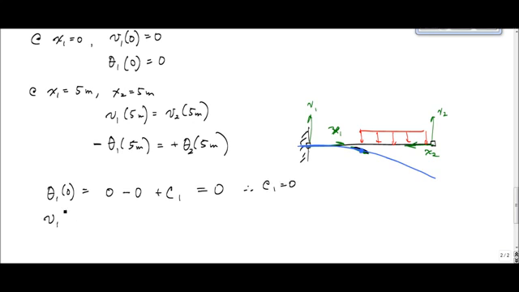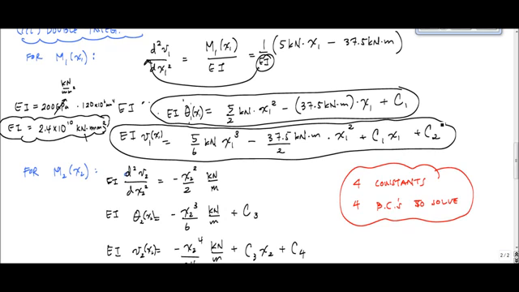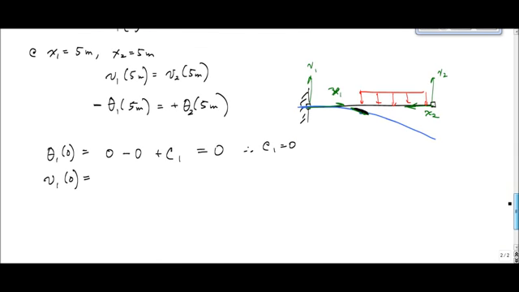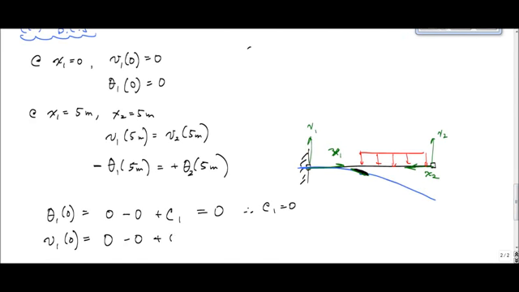Yay! And then V1 at 0, let's see, V1 over here. If I plug in zeros here for V1, I would get 0, 0, 0, 0. So here it'd be 0 minus 0 plus C2 is equal to 0. Therefore, C2 equals 0. Those are my most favorite constants in the whole wide world, right?